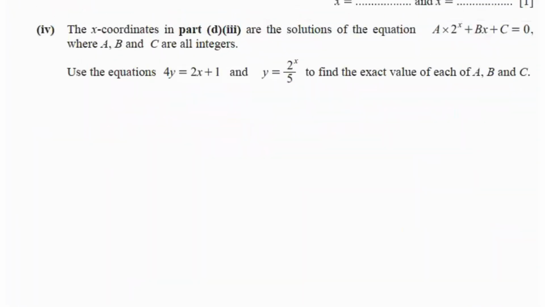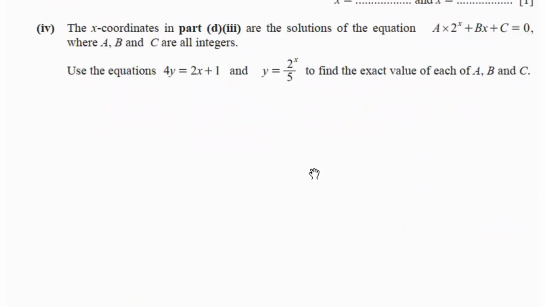In part D3 are the solutions of the equation a times 2 to the power of x plus bx plus c equals to 0, where a, b, and c are all integers. Use the equations 4y equals to 2x plus 1 equals to y to the power of 2x over 5 to find the exact value of each a, b, and c.